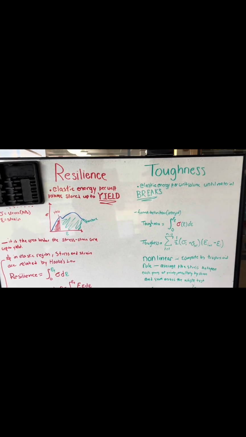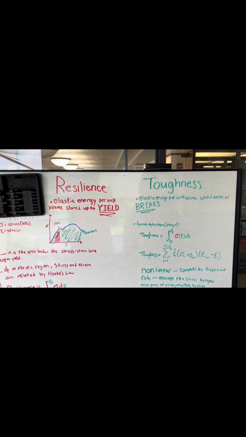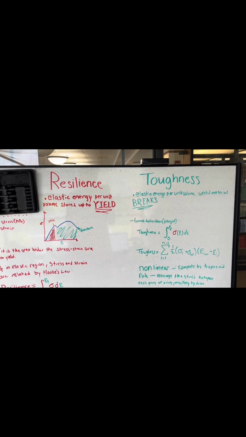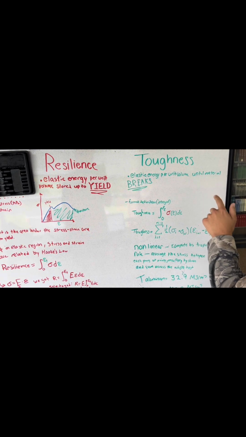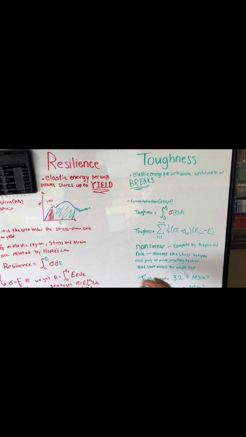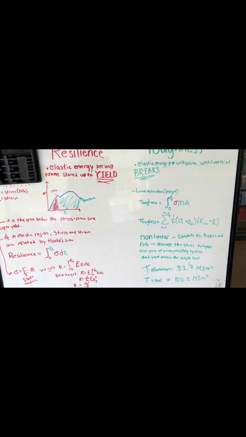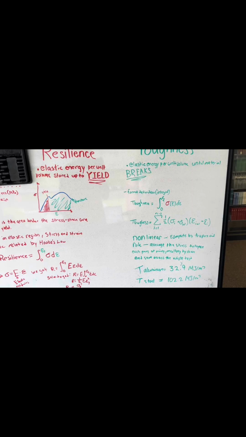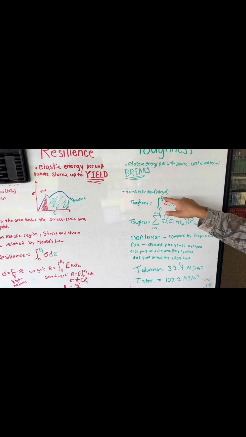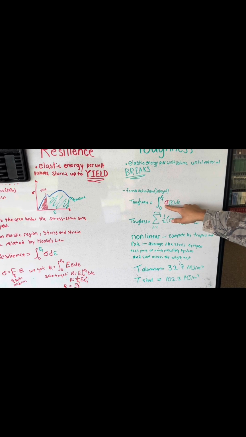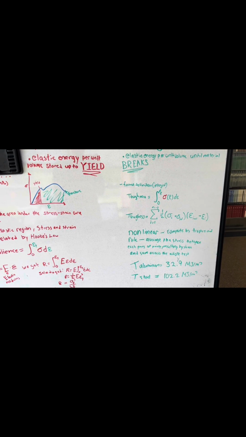So resilience, it's a pretty simple topic. There's nothing to it. It's very easy to solve, but toughness is a different story. Toughness is the elastic energy per unit volume until the material breaks, where you can see on the curve, it's the fracture point. So the formal definition of toughness is the integral evaluated from 0 to the strain of stress with respect to strain.